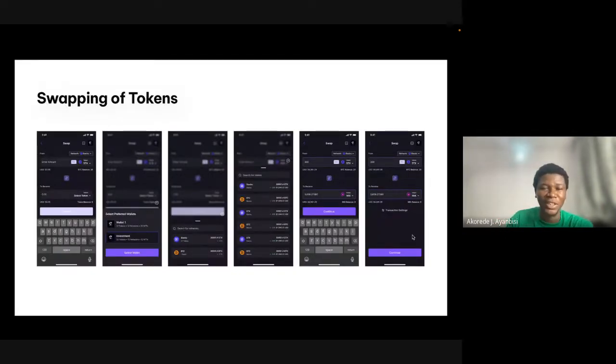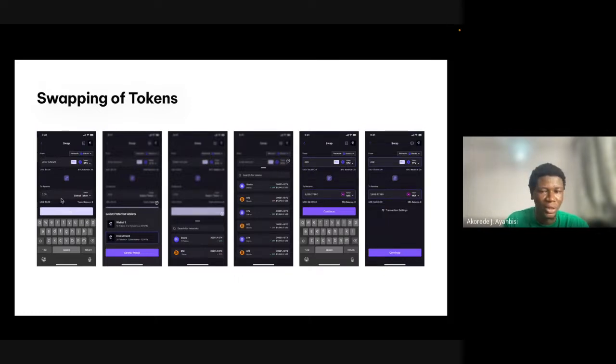The fourth one is swapping coins. So it's still the same. I tried to make it communicational, from to receive, that is from which coin to which coin. When a user clicks on this wallet icon, it opens up a bottom sheet for them to choose which of the preferred wallets. Then when they click on this network, it opens up a bottom sheet for them to search for the network or select from the ones that are listed, and the same goes for the token.